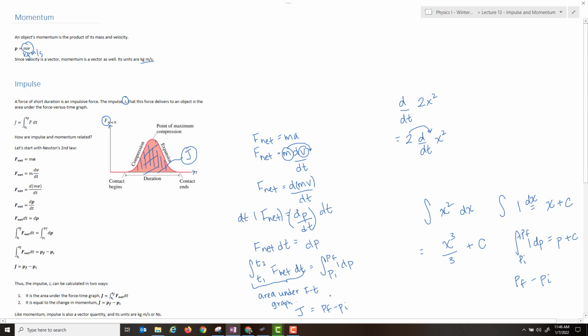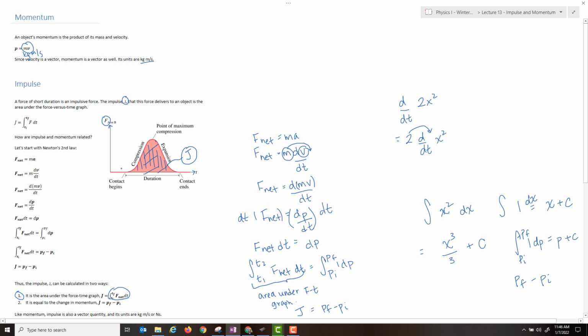All right, so now we have two different ideas here. We have J is the area under the force-time graph, and that's what's denoted right here. The impulse J can be calculated in two ways. It's the area under the force-time graph. Another way of saying that is that it's the integral from the initial time to the final time of F net dt.